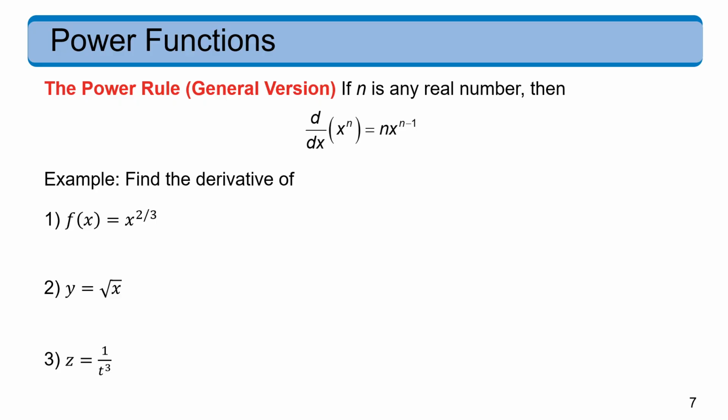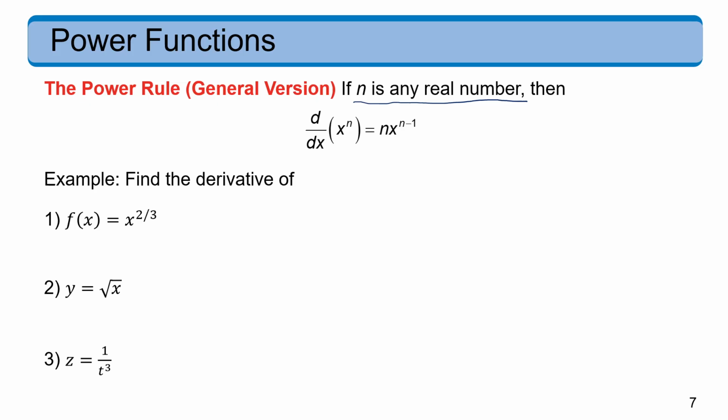The power rule that we just learned applied to functions that had the form y equals x to the n, where n was a positive integer. And we derived the formula based on that concept. But you can actually prove that the same formula holds if n is any real number. That means n could be a fraction or could be negative. And we have the same formula, derivative of x to the n equals n times x to the n minus 1. So here's some examples where we're going to use this formula.